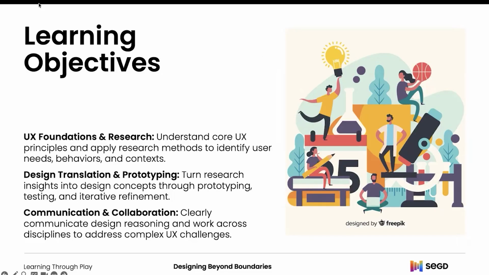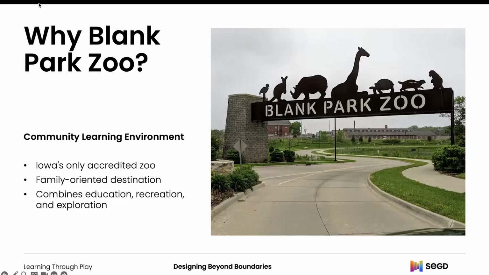The course is organized around three core learning objectives. The first is developing a strong foundation in UX research. The second is design translation and prototyping. The third is communication and collaboration. These objectives shaped how the studio project was structured from the outset.